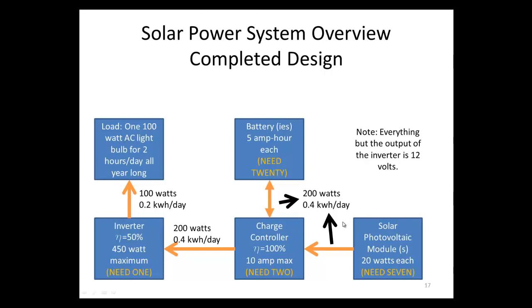Okay, so lastly, we just want to review that we're finished with our solar power calculation now. We started off, we know we needed one inverter, right? We needed 2 charge controllers, we needed 20 batteries, and we need 7 solar modules. The next step would be to see how expensive this system would be. And I'll leave that as an exercise for you.